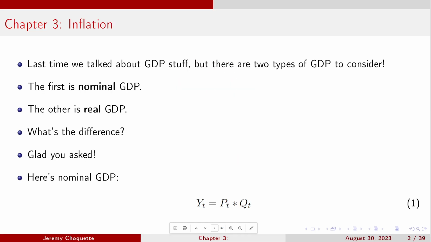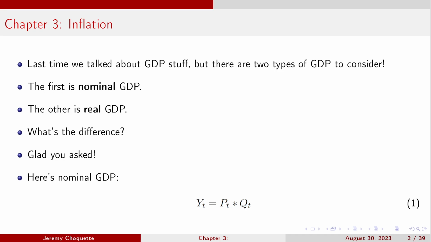Last time we met, we talked about GDP. But when I was talking about it, I left some stuff out, because I think it's better to have it in this chapter rather than in the previous chapter on GDP. There are two types of GDP that we're going to be playing around with in this course. The first is nominal GDP, which is what you learned last week. The other is real GDP. And the difference is the time period in which the price component is included.